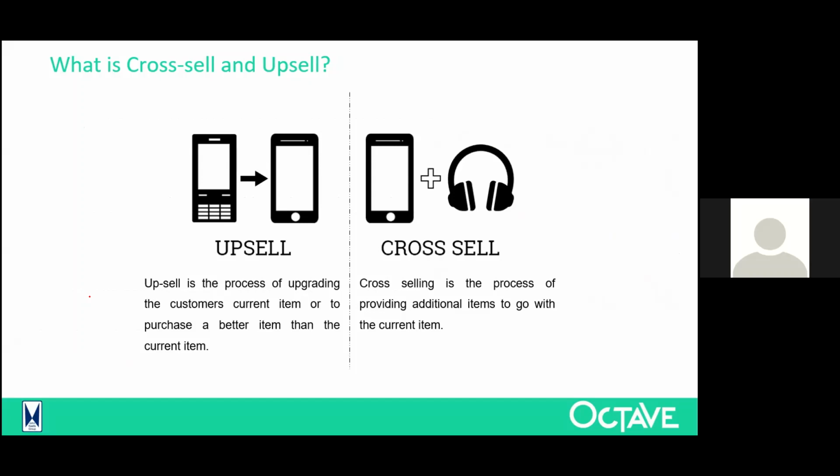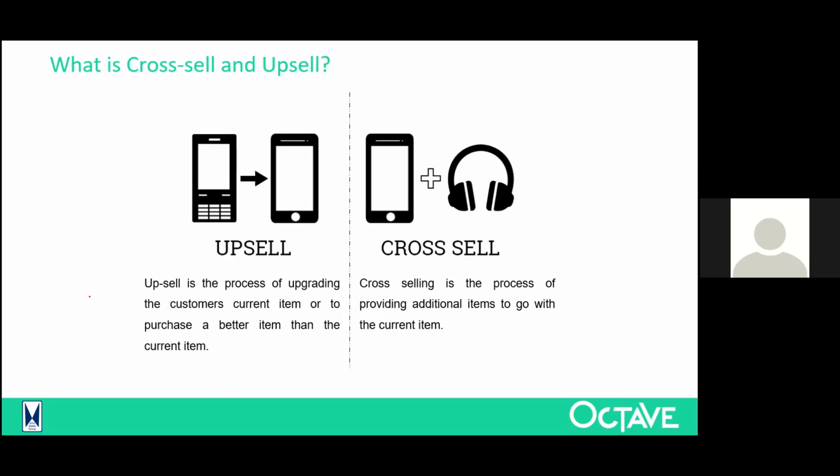So upsell, if we define it directly, is the process of upgrading the customer's current item, or having them purchase a better item than the current one. I think the picture here gives the entire picture of what upsell and cross-sell mean. Upsell is, you have your old Nokia 6600 phone and you want to upgrade it to an iPhone. So that is an upsell. You are just upgrading whatever you have to something better.